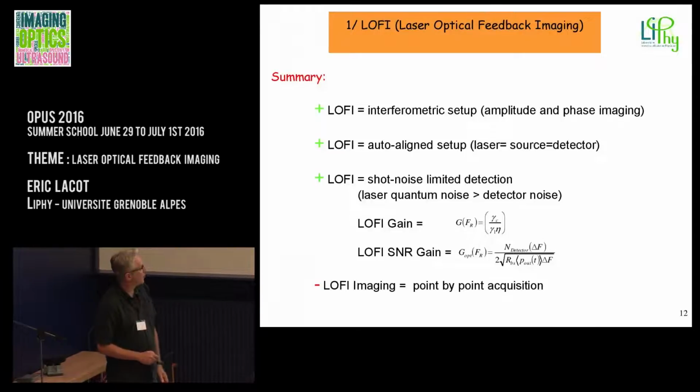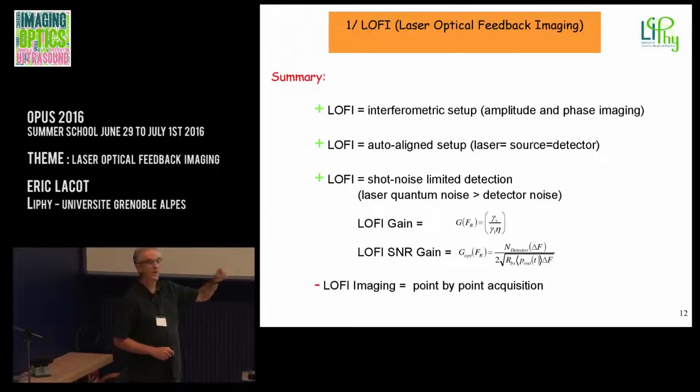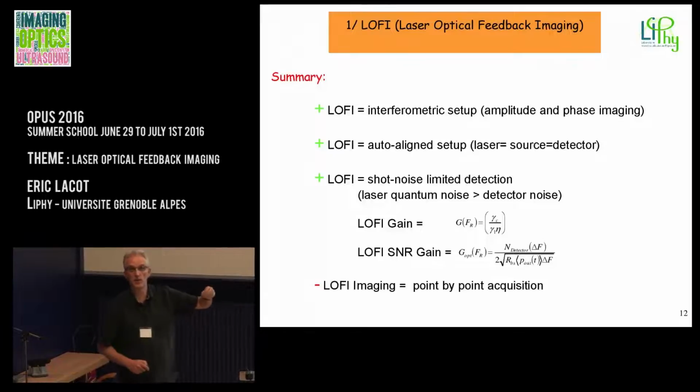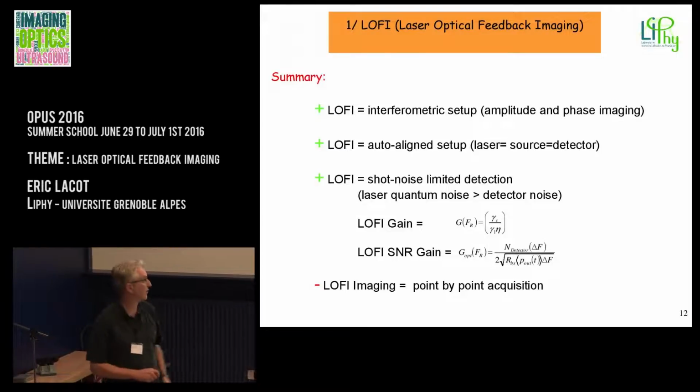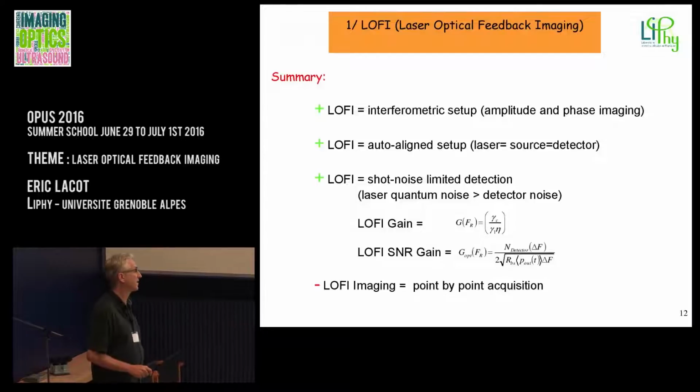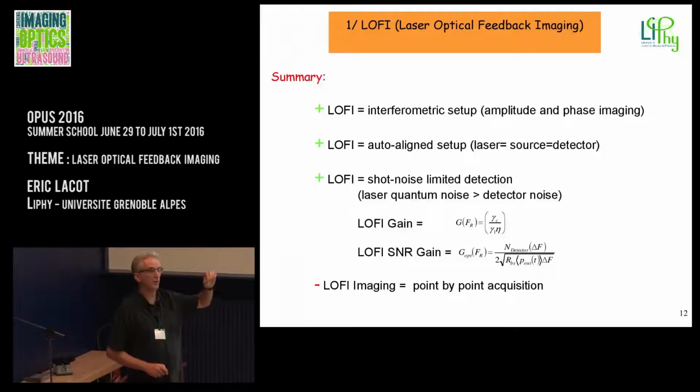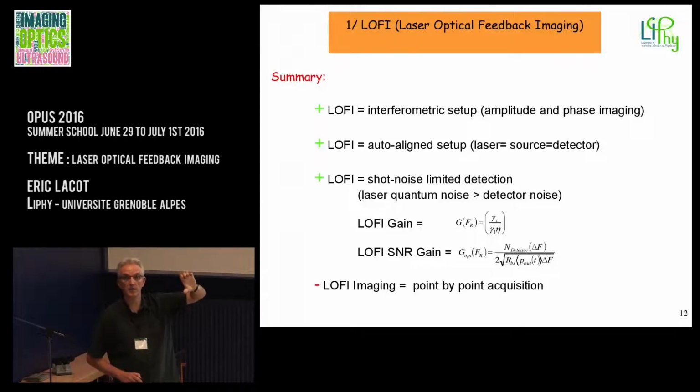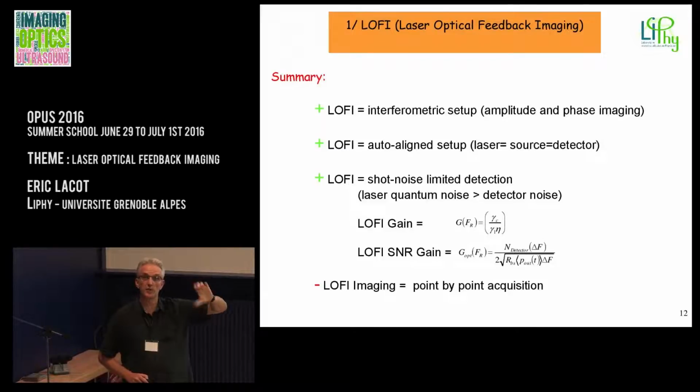And there is one drawback. The drawback is due to the fact that the image is obtained point by point, line after line, so it takes a long time to obtain an image. For example, to obtain an image of 100 pixels by 100 pixels, roughly it takes 1 second or something like this. And this is due to the fact that the time response of our setup is the time response of the upper level of the laser transition, which is roughly equal to 100 microseconds for a YAG laser, in fact. So the time response of the detector is the time response of the population inversion, in fact.